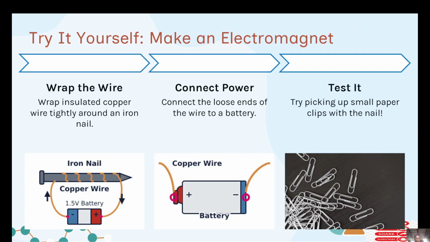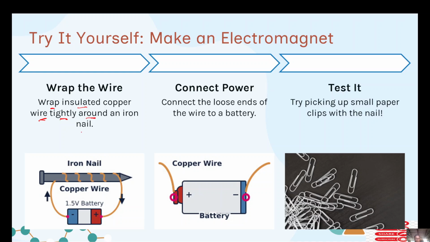All right. So you can try that yourself to make an electromagnet at home. The first thing to do is to get what? An insulated copper wire, an iron nail, and a battery which has both terminals, positive and negative. So what you're going to do first is to wrap the insulated copper wire tightly around an iron nail. You wrap what? Insulated copper wire tightly around what?